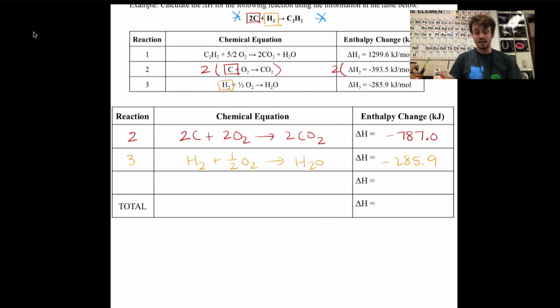The last part of this is recognizing that there's C2H2 in the product. The reaction that has C2H2 is reaction 1. First question I ask myself is, is that on the correct side of the reaction arrow? And it's not, so I need to reverse this reaction. Second question is, is the coefficient correct? And the answer to that is yes. So I don't have to multiply it by anything, but I do have to reverse it. And since I reverse it, I do have to change the sign.